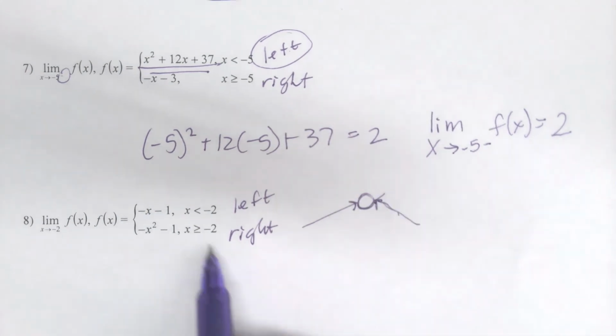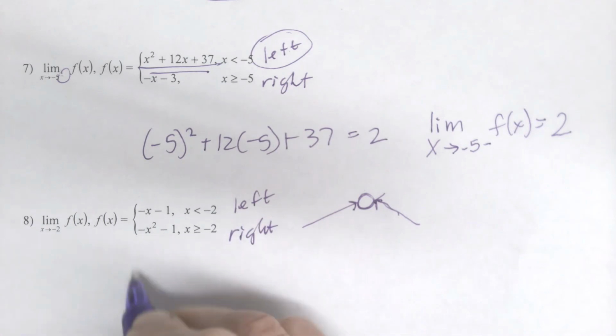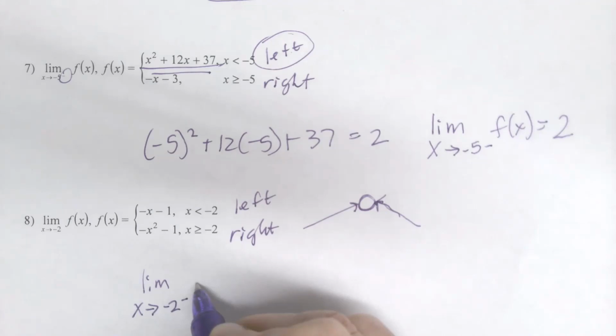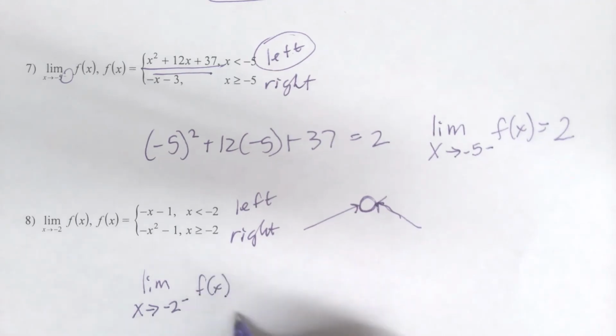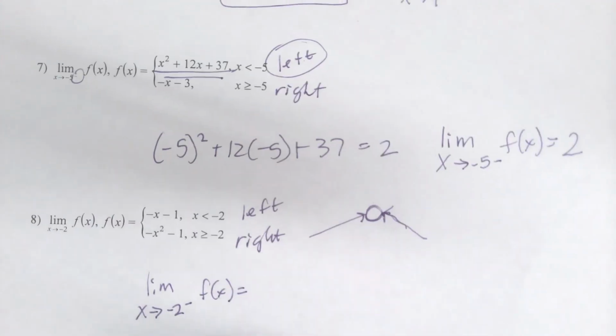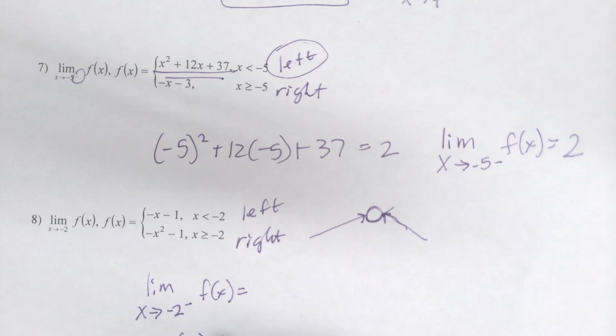So I'm going to check out the left-hand portion. The limit as x approaches -2 on the left of this function is the value that I get when I plug in -2 into the left-hand portion. So it'd be the opposite of -2 minus 1. So 2 minus 1 is 1. So that's my left-hand portion.